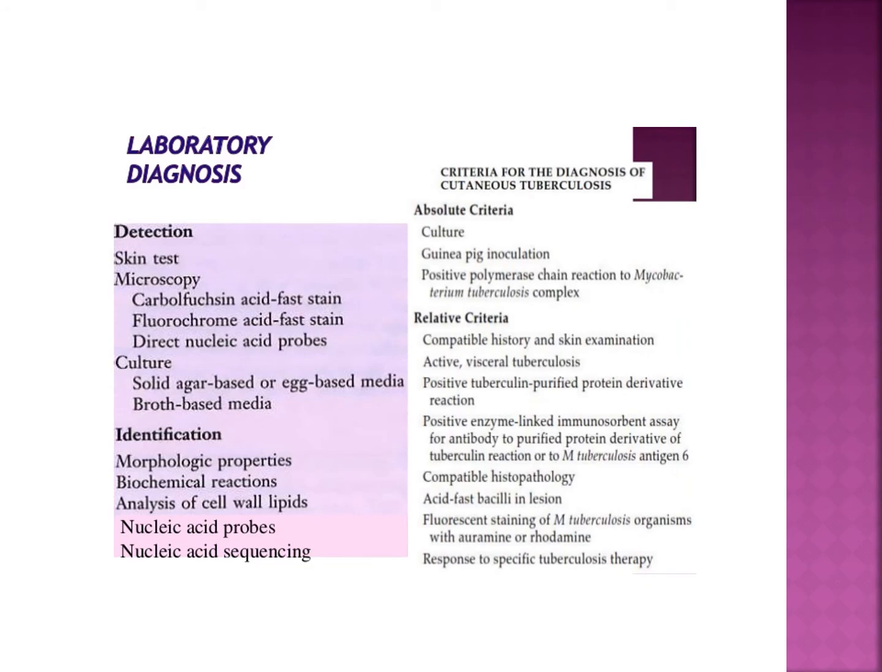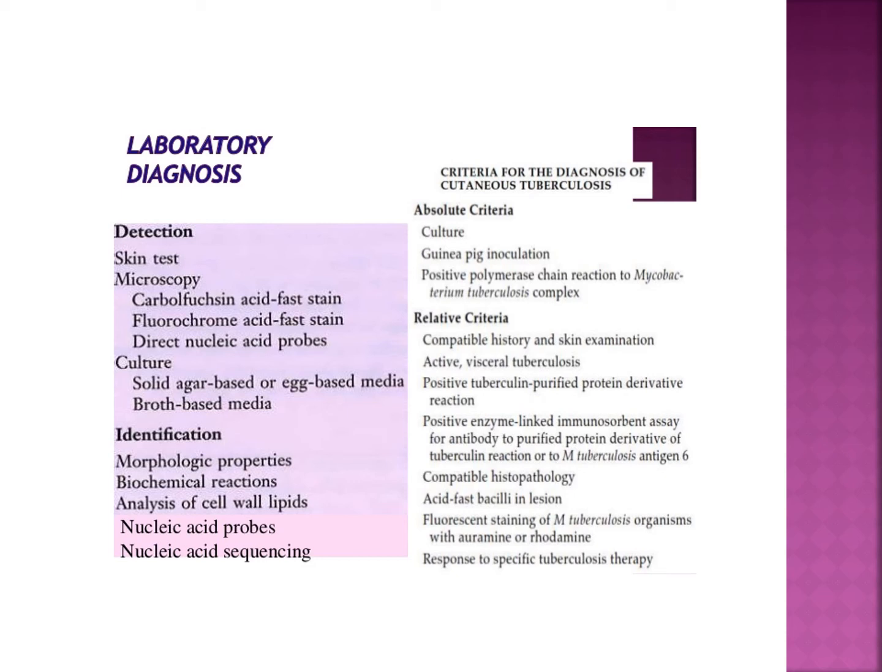If we talk about laboratory diagnosis, just look at this slide which would give you an overall idea. It is basically divided into three basic parts. We can directly detect Mycobacterium tuberculosis by different methods, or we can confirm it by culture, and third is the identification of certain proteins or certain nucleic acid sequencing to confirm our diagnosis.